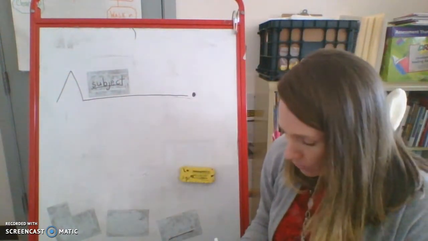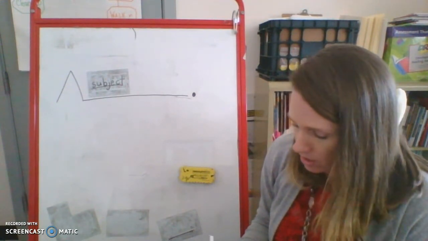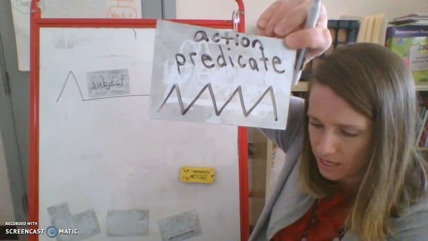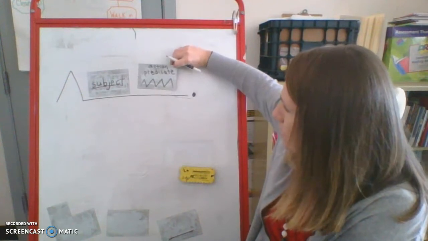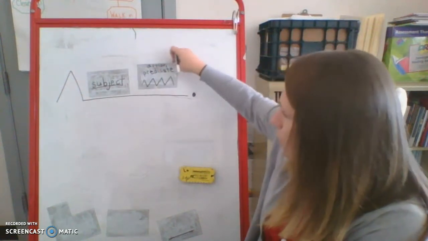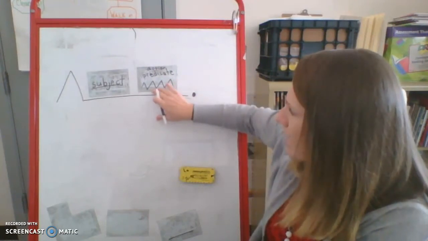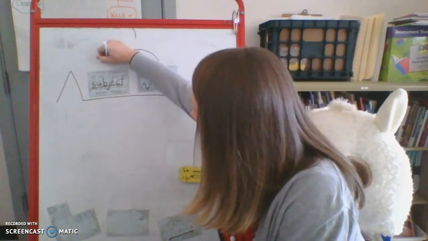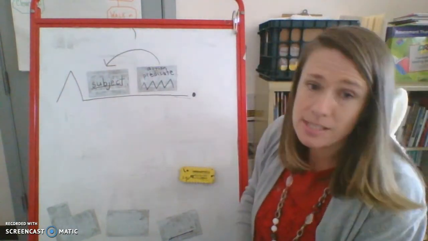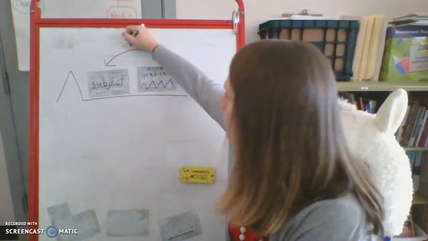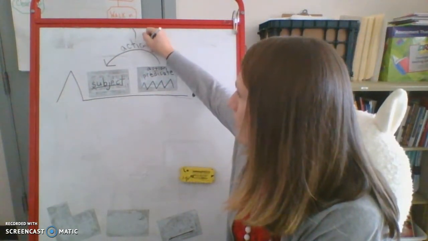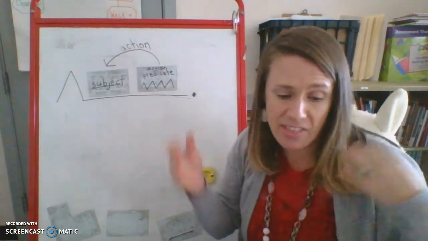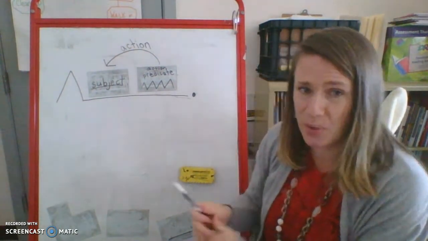So on top of predicate, we can actually write that word action. And action is when you're doing something. Action predicate. Go ahead and write that in. And what we're going to do is draw a line because this action is telling us what the subject is doing. So draw a line over to your subject, just like that, and we're going to write action on top. It makes me think of a movie director when he wants the actors to start acting, he says action, and then they start doing it, doing things, okay?